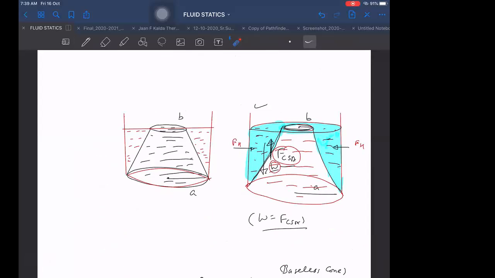Okay, understood? Yes, sir. Originally the question was this. Then I extended it and I said that whatever force acts on this, the same will be acting on that by water on water. Okay.